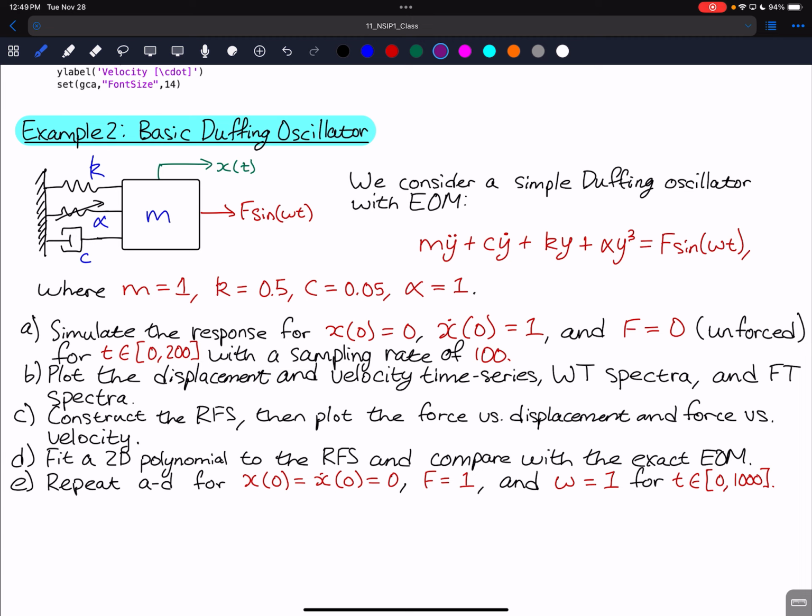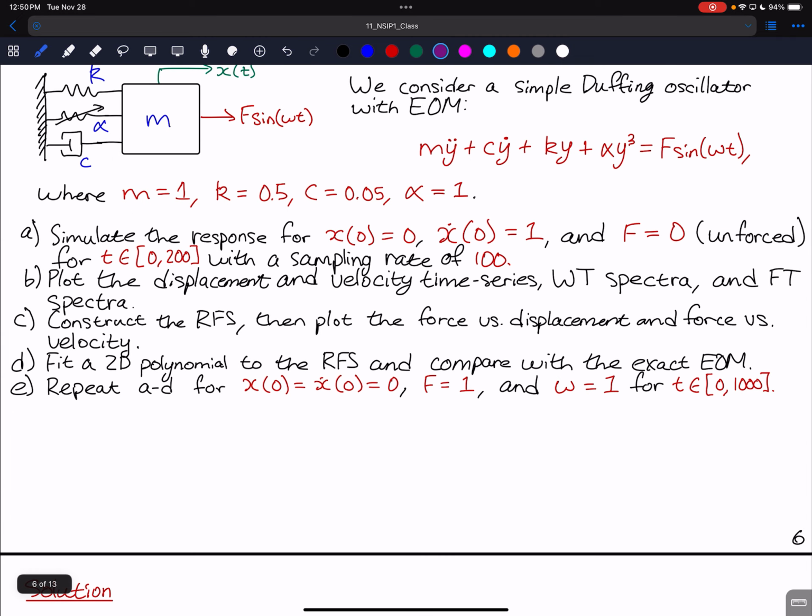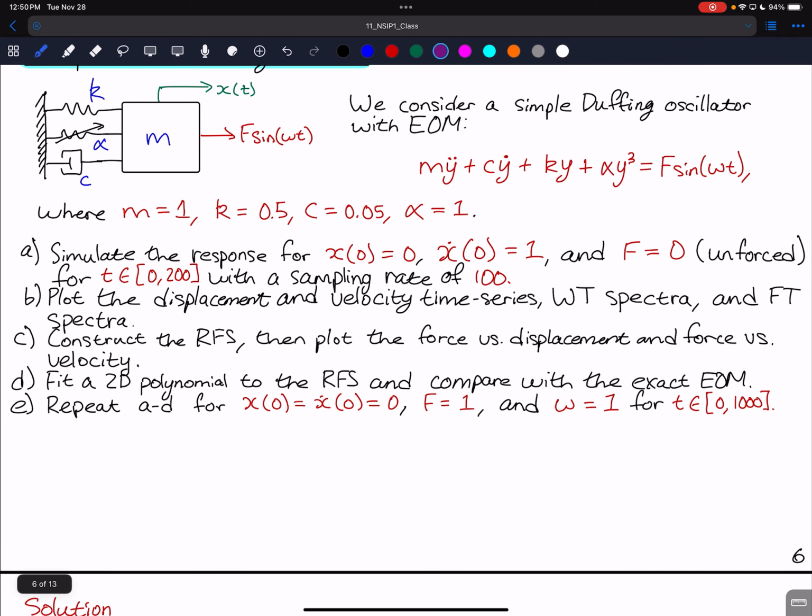In this case, we're going to start off with having an unforced case, and then we're going to look later at a forced case. We're going to simulate from 0 to 200. Again, this is still non-dimensional. Plot the displacement, velocity, time series, wavelet transform, and the Fourier spectra. We'll then construct the RFS and plot force versus displacement and force versus velocity. Finally, we'll fit the RFS and compare it to the exact equation of motion. We'll then repeat this for that forcing term, where we have a force of 1 and omega equals 1 as well.